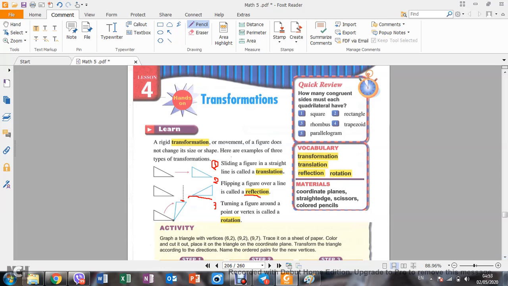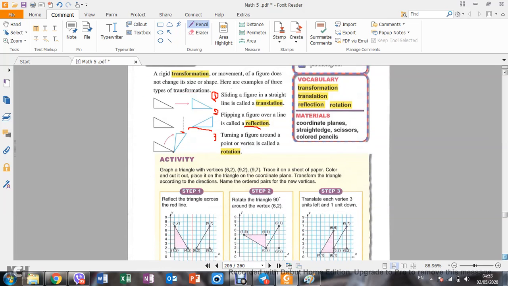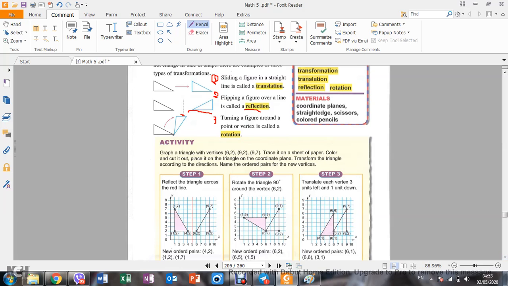Okay, now we have this activity or this example. Graph a triangle with vertices 6 and 2, the second one is 9 and 2, the last one is 9 and 7, okay. Trace it on a sheet of paper, color and cut it out. Place it on the triangle on the coordinate plane. Transform the triangle according to the direction. Name the ordered pairs of the new vertices.